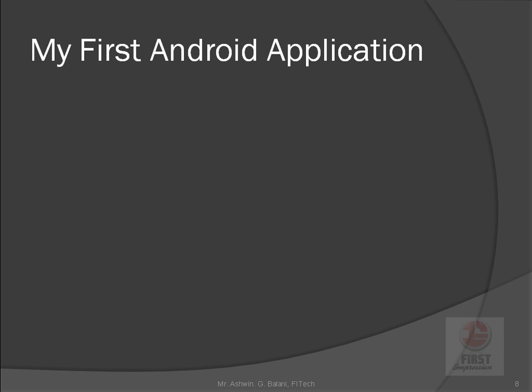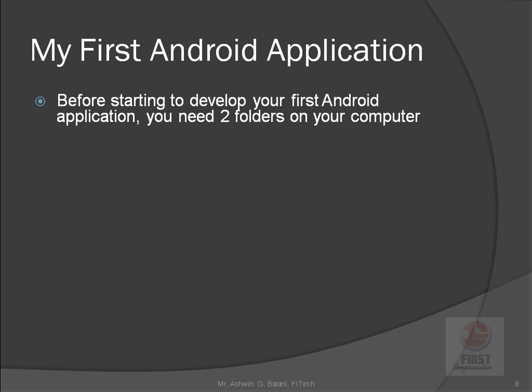Let's start with the first application on Android. Before starting our application, we need to have two folders in our computers. The first folder is the Eclipse folder, and the second folder is the Android SDK Windows folder. Both these folders are given to you on your DVDs. You can just copy these folders to your C drives and we are good to go.